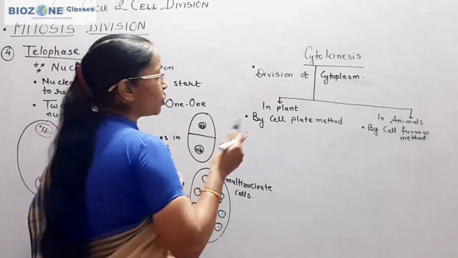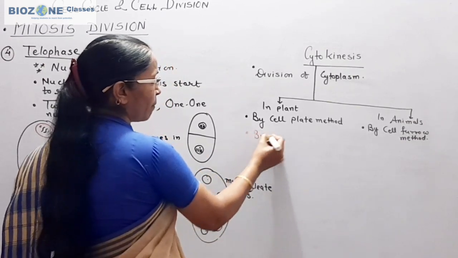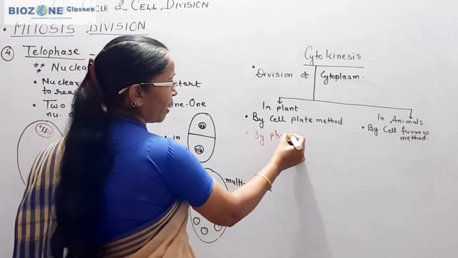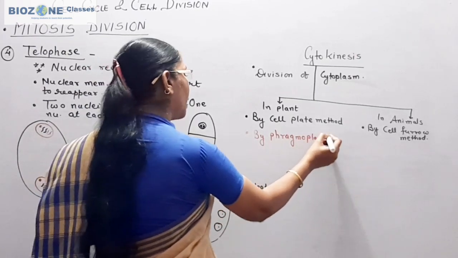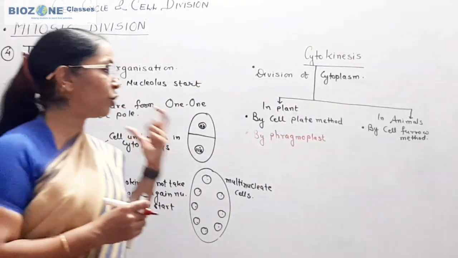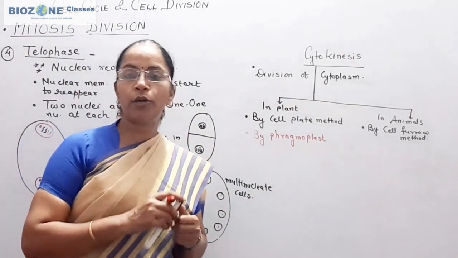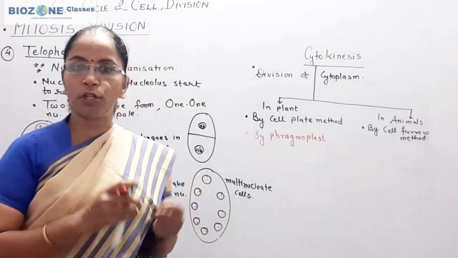Cell plate formation, remember, happens through what? Cell plate is formed by phragmoplast. The students who are new to the session can go through the videos of the Cell: The Unit of Life sessions, in which we discuss the structure of the Golgi body.